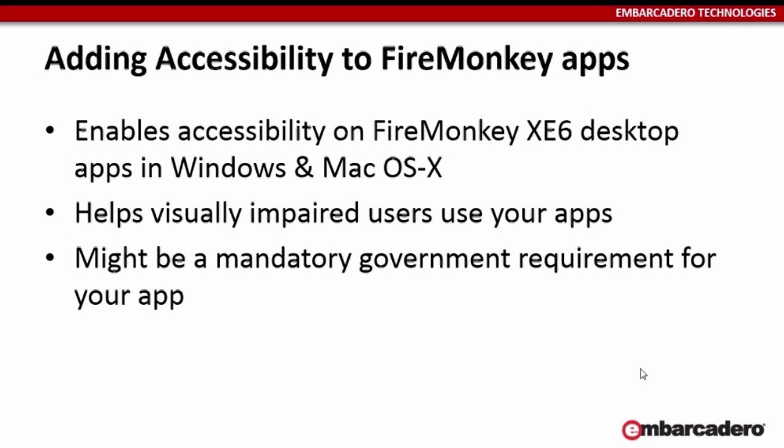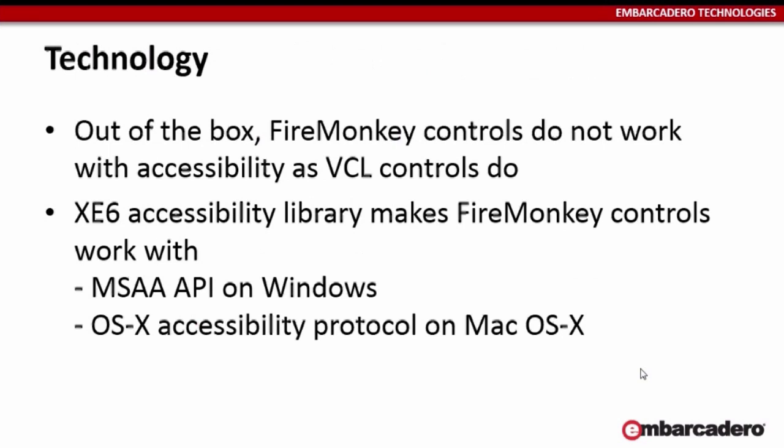It might also be mandatory if you create applications that are being used by government, where they have, in many cases, requirements to have accessibility features embedded in your application. What is the technology behind this accessibility? Well, the FireMonkey controls that ship with XE6 do not have accessibility support out of the box, while the VCL controls have had this accessibility support for a long time.